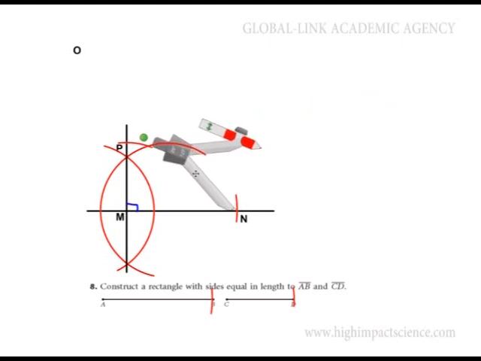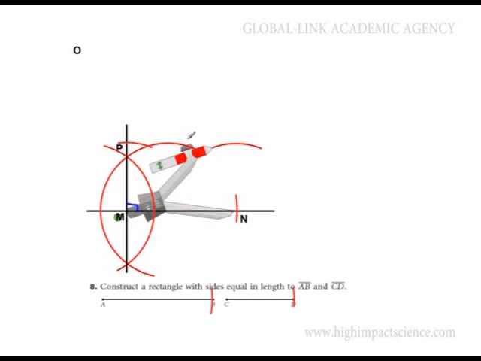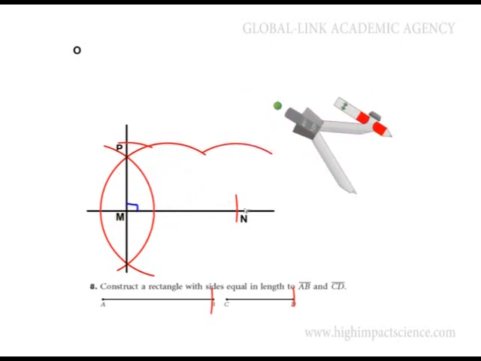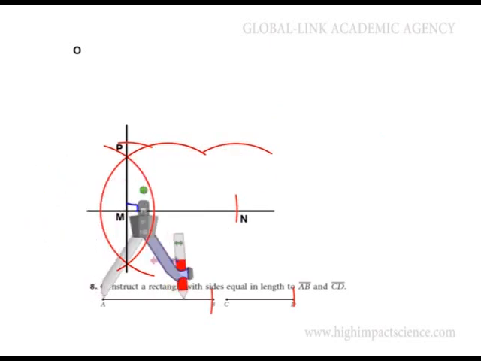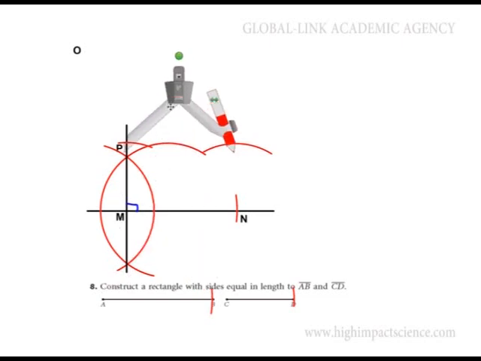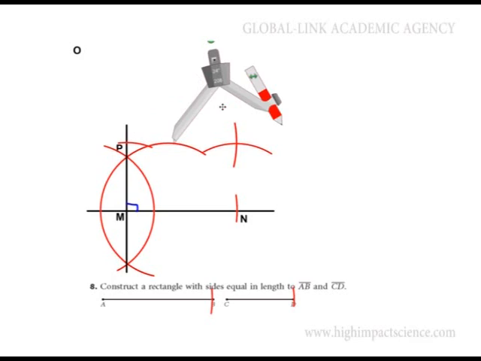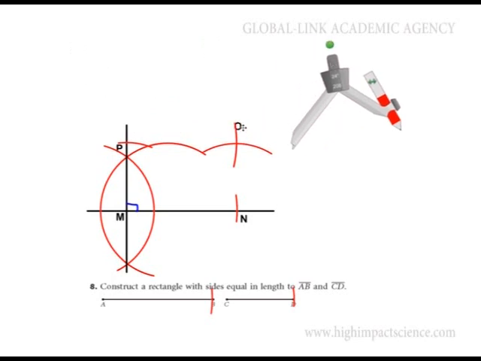From N, mark an arc the same radius as PM. So O is somewhere on that arc. Measure AB. Place the compass at P and cut an arc. That intersection is point O. Now just complete the rectangle. Now with that, you know you can construct a square.